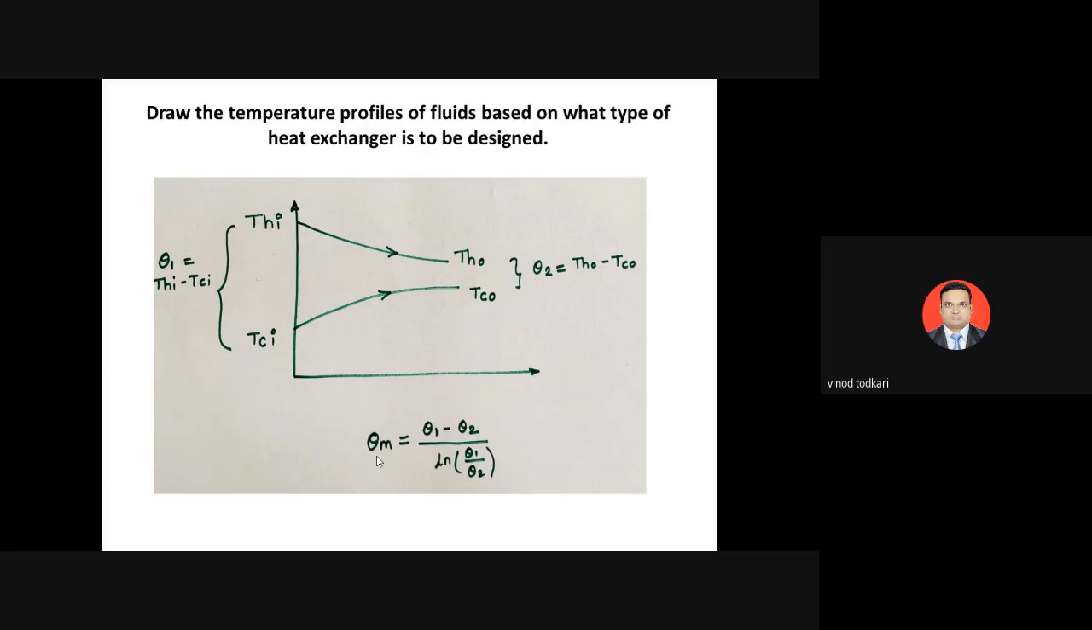This is the temperature profile for a parallel flow heat exchanger. Now see, parallel flow means both directions are the same. Counter means one direction will be opposite to the other. Okay, we are discussing parallel flow. What will be theta 1? Temperature difference on the left side will be THI minus TCI. What will be theta 2? It will be THO minus TCO, right?